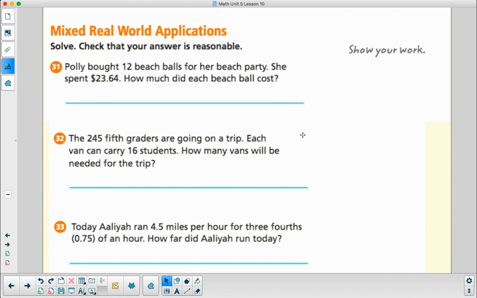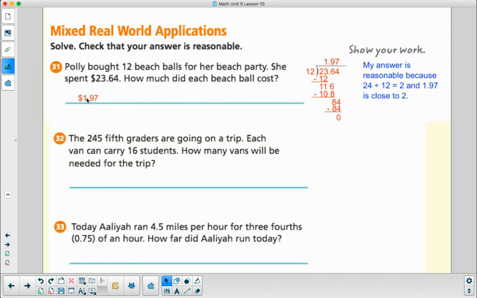Moving on to number 31. Check if your answer is reasonable. Polly bought 12 beach balls for her beach party. She spent $23.64. How much did each beach ball cost? So I'm dividing $23.64 by 12. Each one is going to be less than $23.64. And I got $1.97.